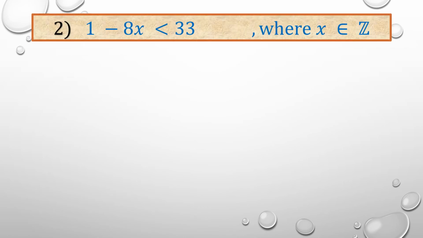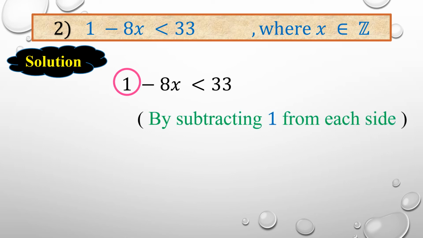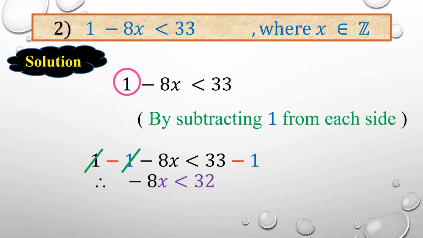Number 2: 1 minus 8x is less than 33. Solution. Here I get rid of number 1 by subtracting 1 from each side. So the answer will be 1 minus 8x less than 33 minus 1. I cancel positive and negative 1. So the answer will be negative 8x less than 32. And we will complete this question. Negative 8x less than 32.